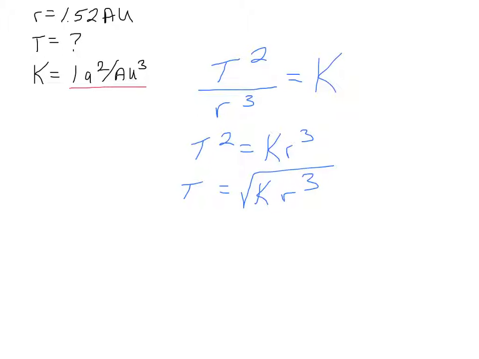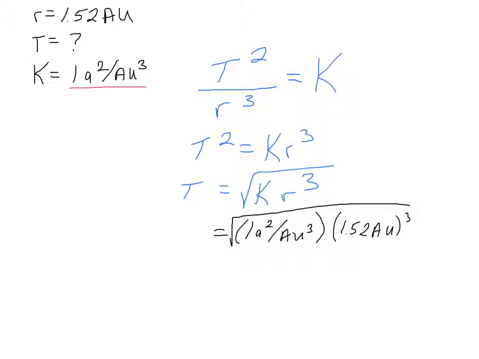Now we can put in our numbers and solve. Here I've put in Kepler's constant for anything orbiting the Sun multiplied by our radius cubed, and that will get us an answer of 1.87 a. And remember that a is the symbol for year.